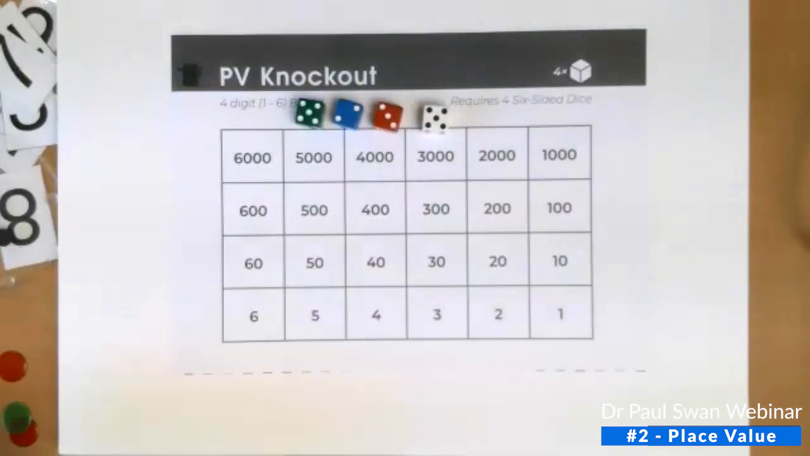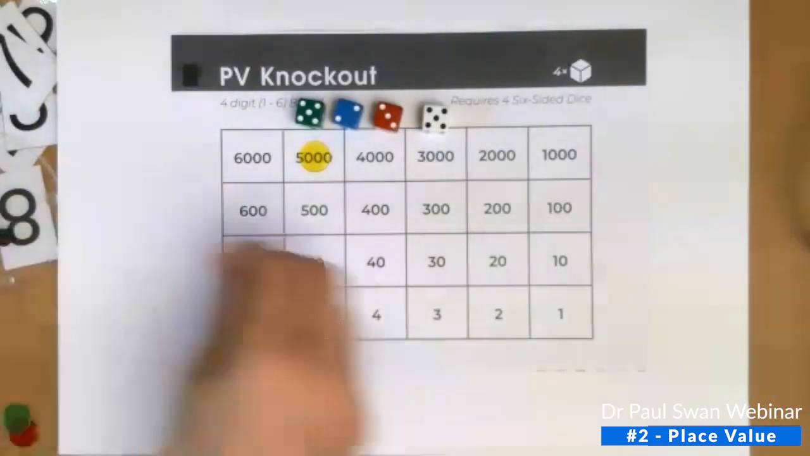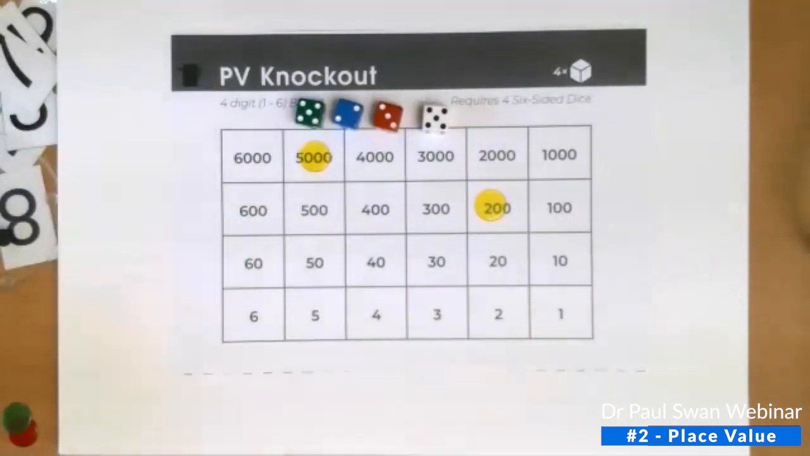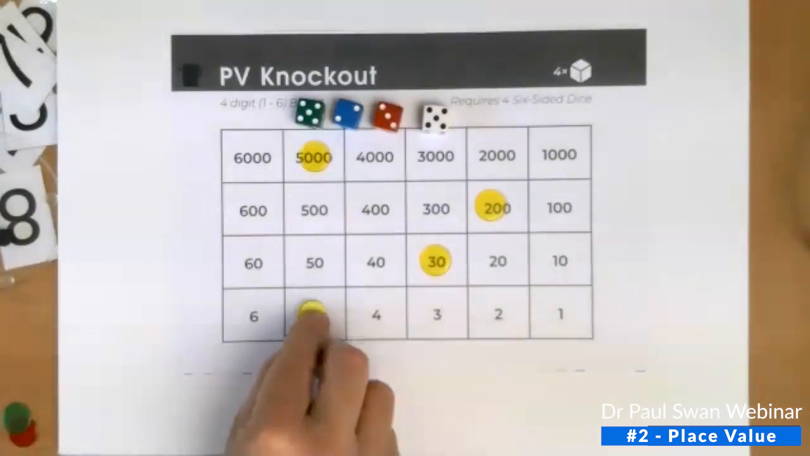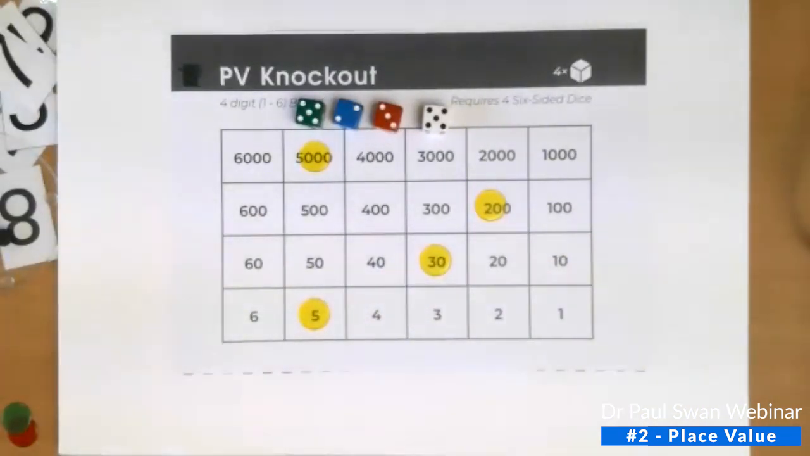5,235. And so you see I've arranged the dice like that. And then what I'd need to do is cover those numbers on here. So that's 5,000, and then I've got 200, and then I've got 30, and then I've got 5. So now I've taken up all those spaces on the board.